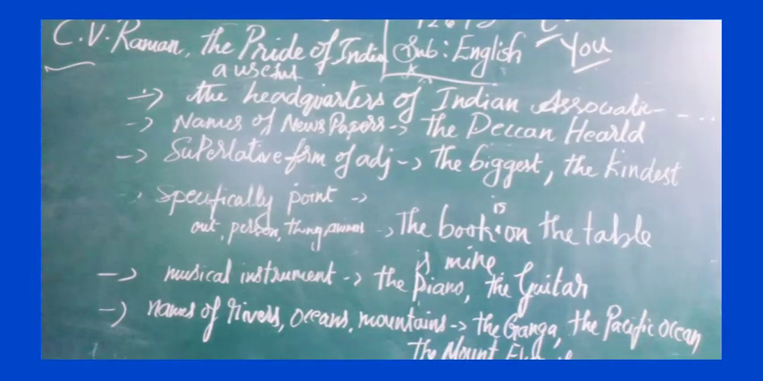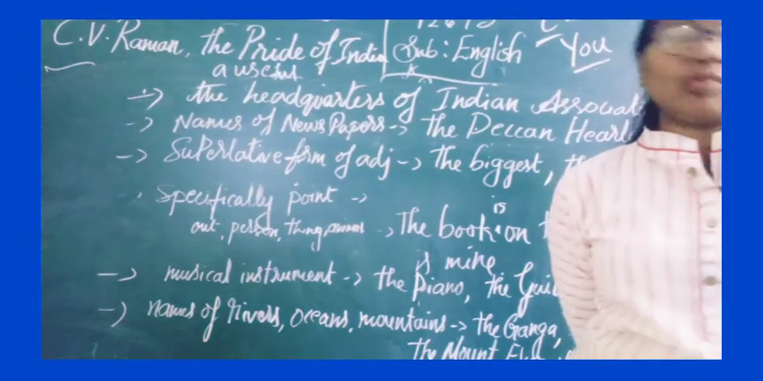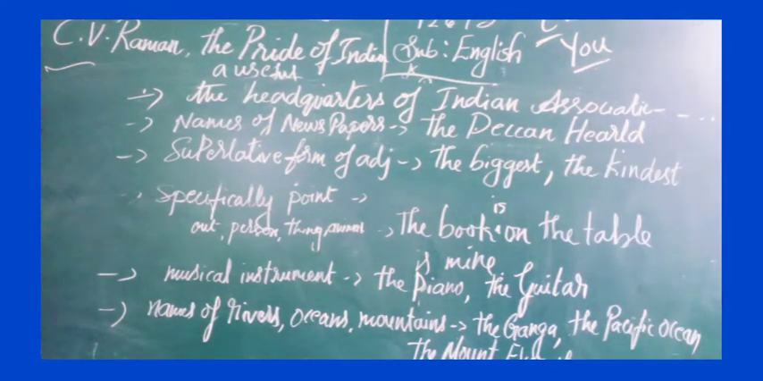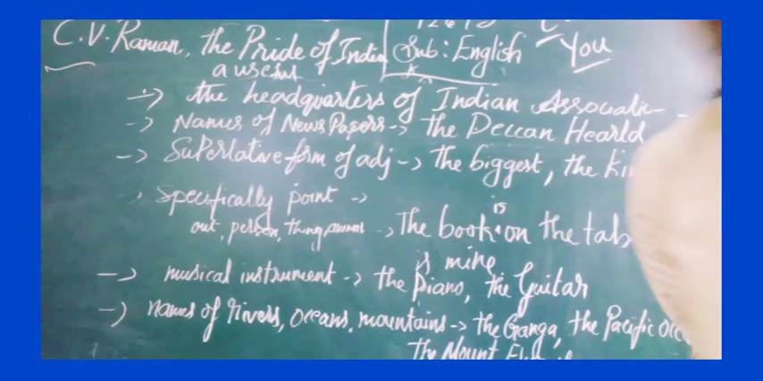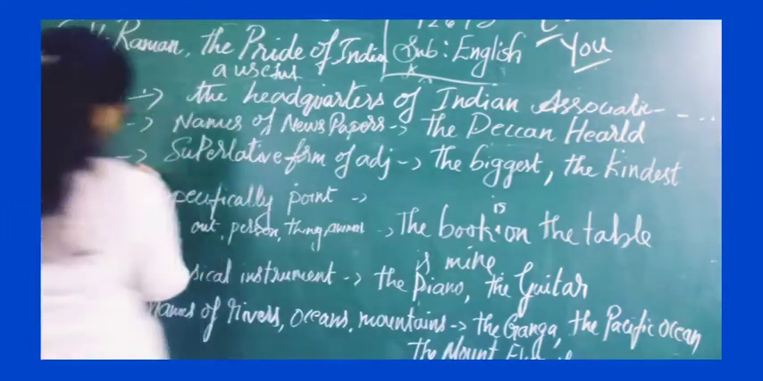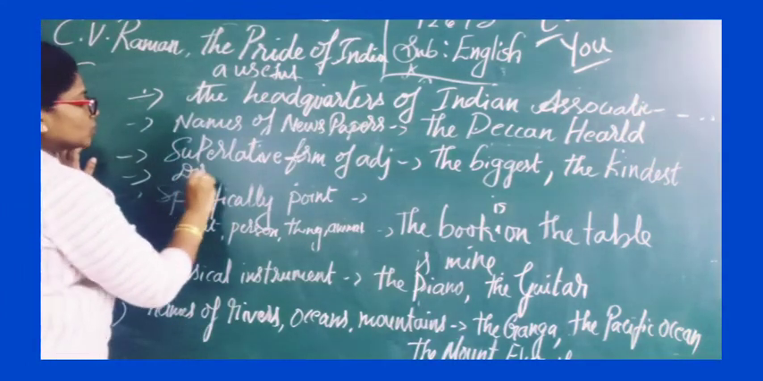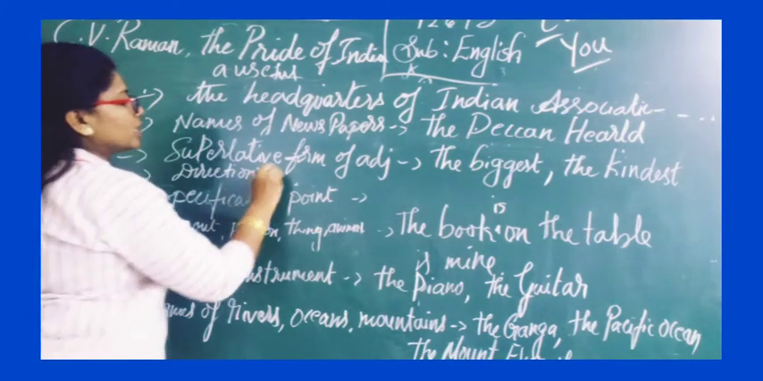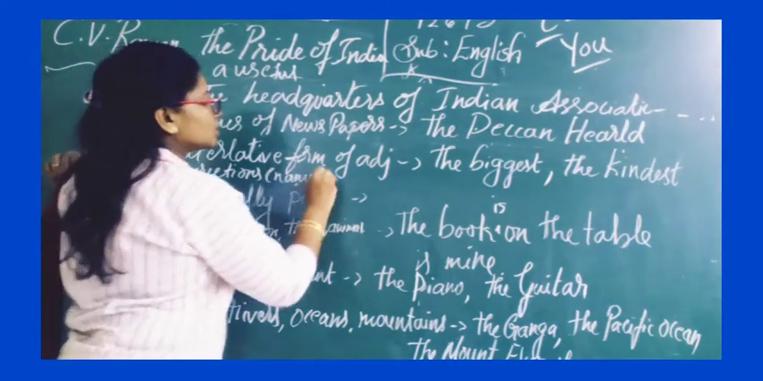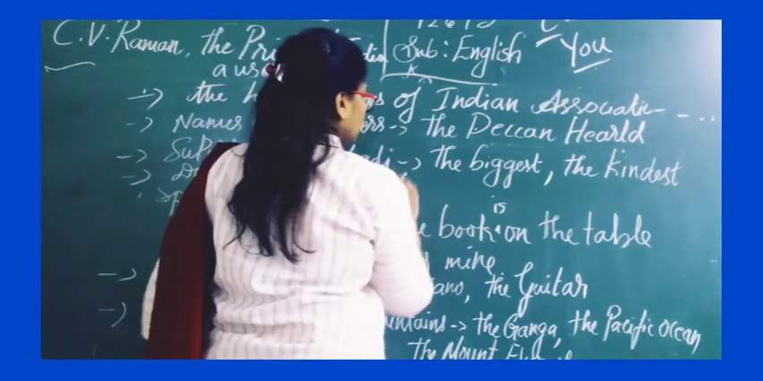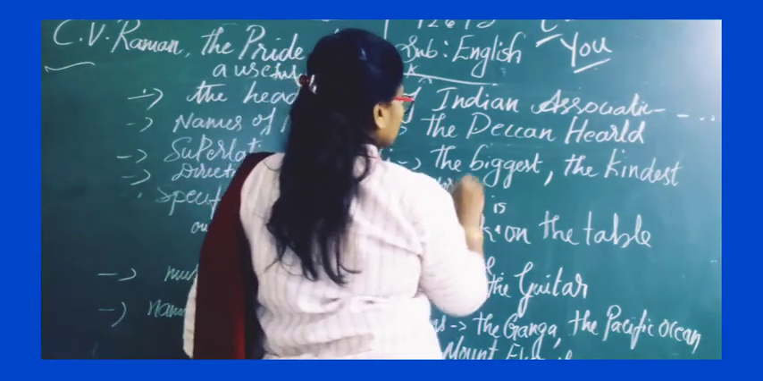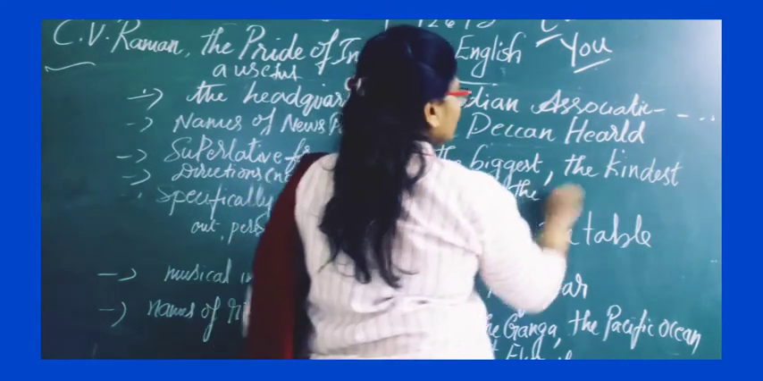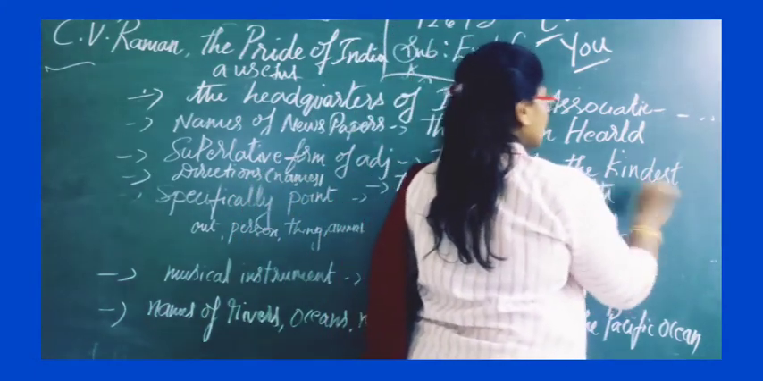And then before the names of hotels and cinema halls, you should also use the article the. Then before directions names also, you should use the north, the south, not a south or a north. The north, the south, the east, like that.